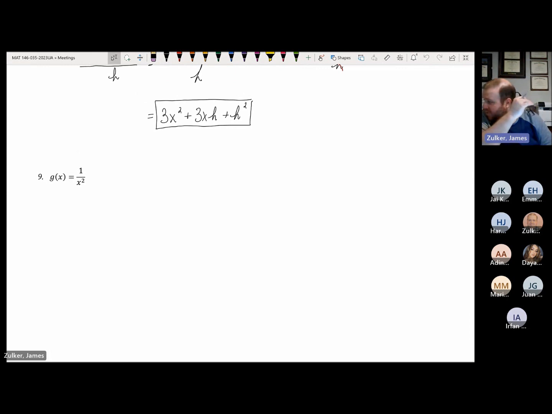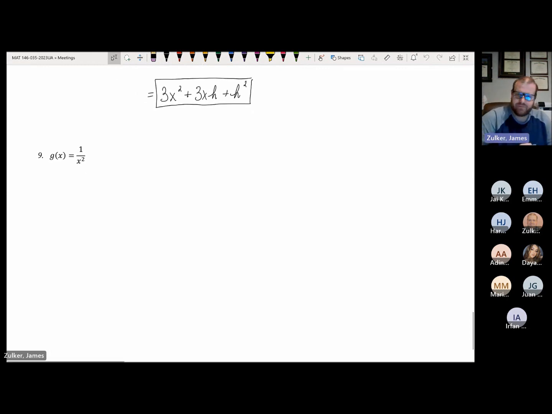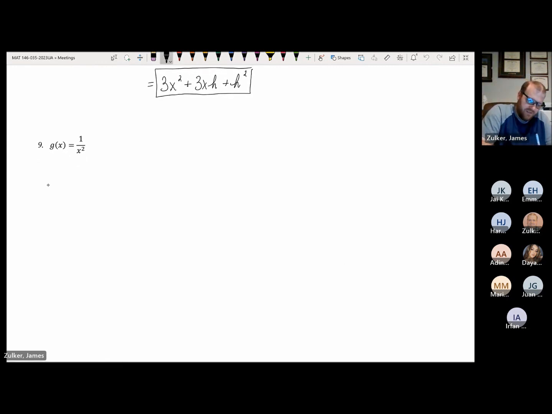Right? Difference quotient for g of x equals 1 over x squared. First, we want g of x plus h. Right? 1 over the quantity of x plus h squared. We can expand that out. However, I think I'm going to leave it.